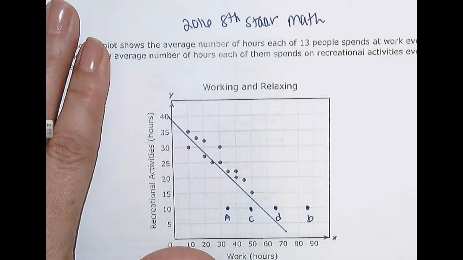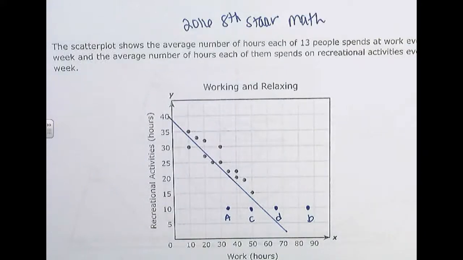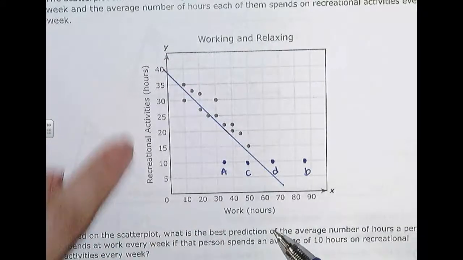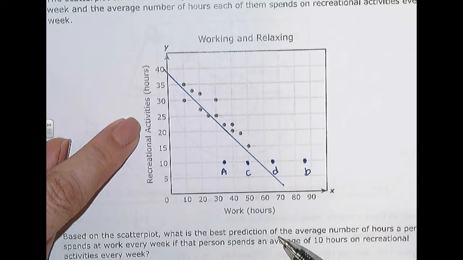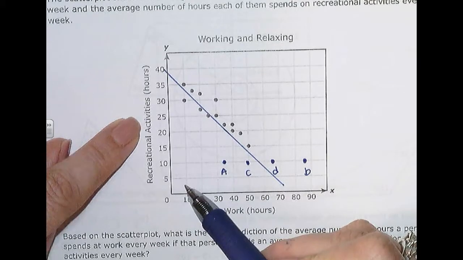All righty, continuing the 2016 eighth grade math STAR test. I'm on question 23. You've got a scatter plot. It's talking about working and relaxing, don't we wish? Now down here, this says work. Those are hours. Over here, this is hours, but this is recreational activities. So if you work 10 hours, you have 5 hours of recreation.